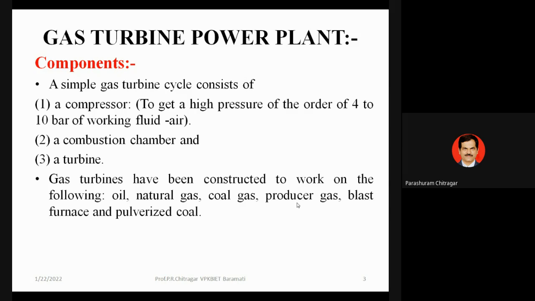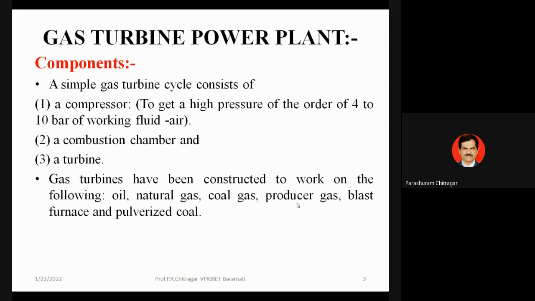These are the three major components. The compressor takes the air and increases the pressure. Then this high-pressure air is sent to the combustion chamber, where some amount of fuel is added to it. Then this air and gas enter the turbine, where it does the work.